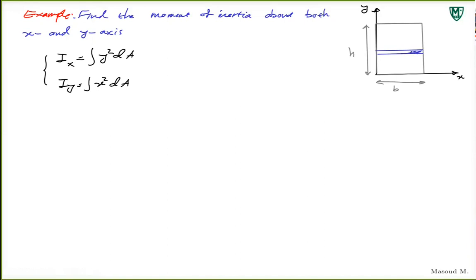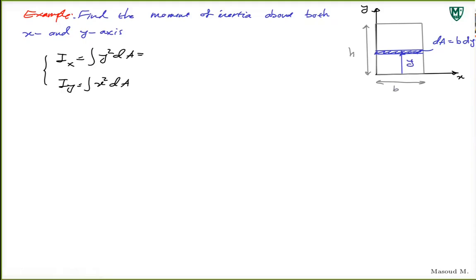This element has the area of dA, which becomes B times dy. Right? B is width, dy is the change in y direction. It's a very thin element, has some area, and this is y, y away from the axis.